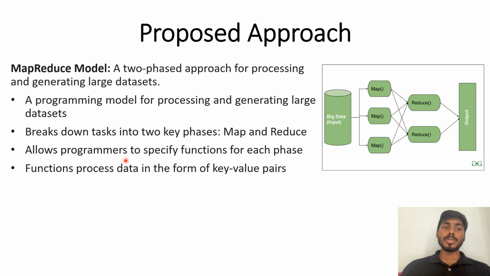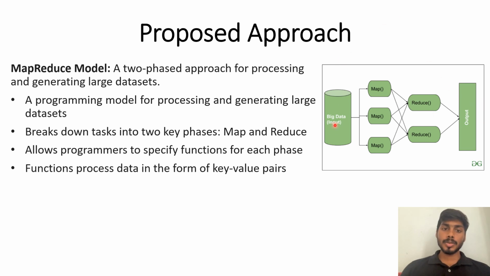It allows the programmer to specify functions for each phase. Functions process data in the form of key value pairs. The key value pairs are the inputs. Map and reduce are the outputs, as shown in the figure. And after processing in these phases, it gives an output.